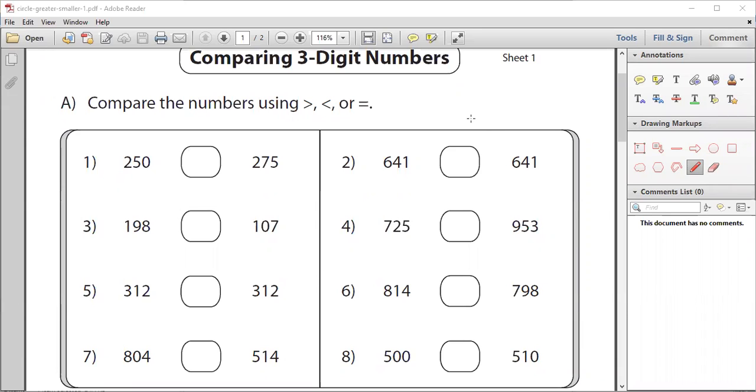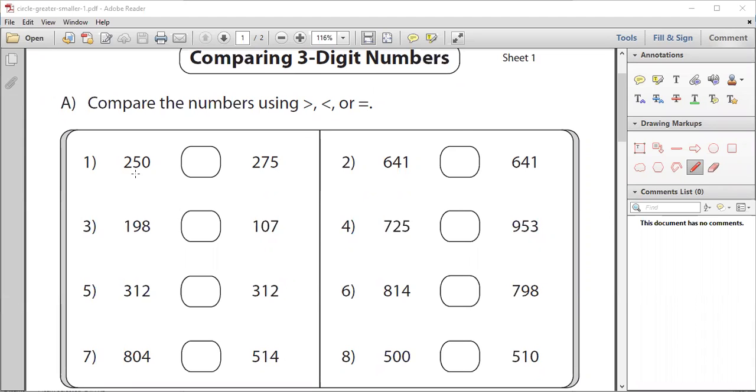Our session today, inshallah, will be about comparing between two numbers. These two numbers will be three-digit numbers. That means we have ones, tens, and hundreds. Let's start to compare between the first two numbers.